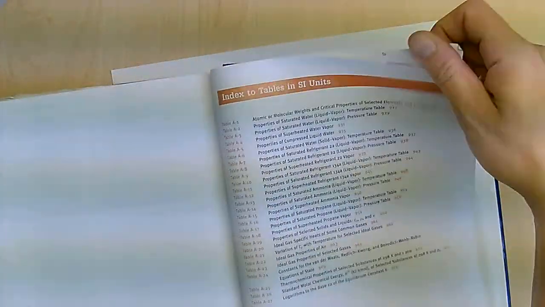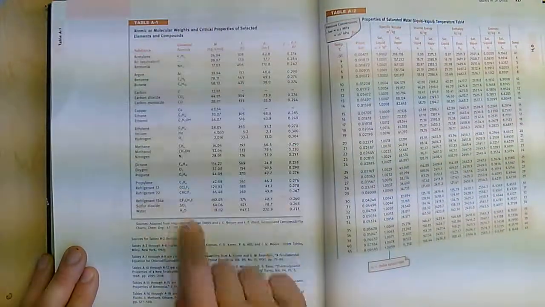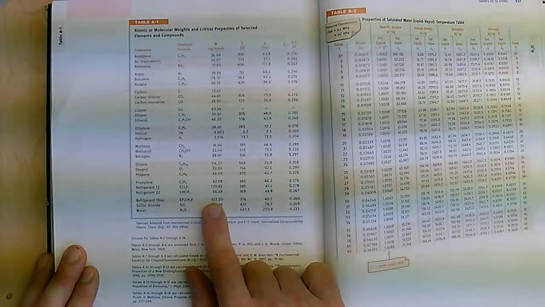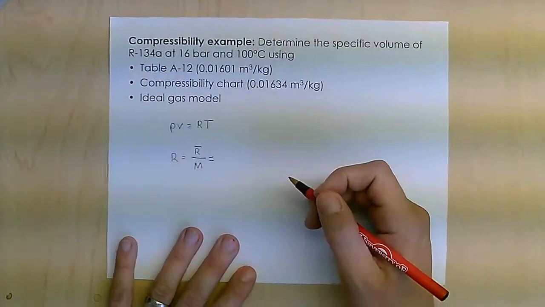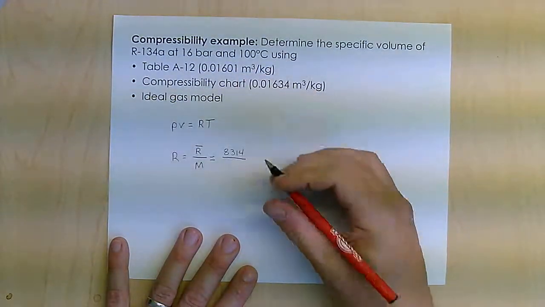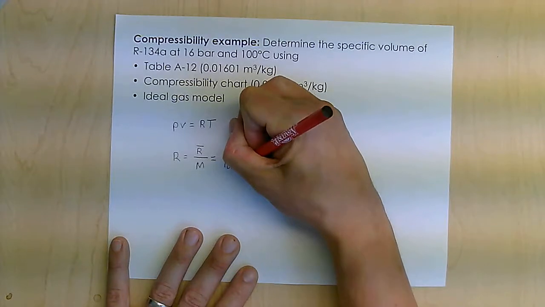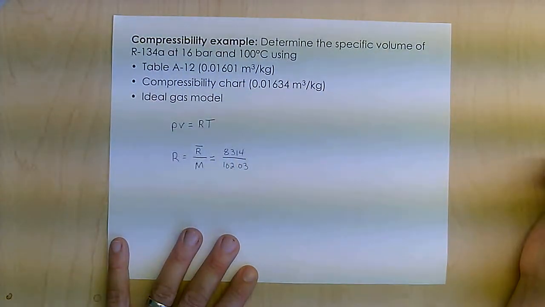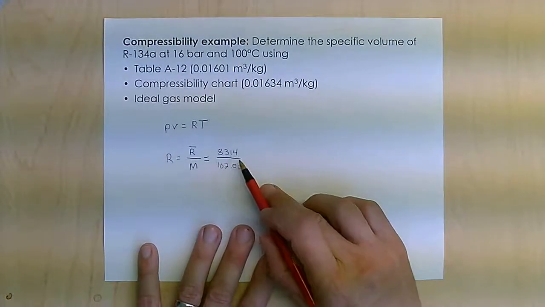Now, I've got refrigerant 134A, so I have to look up its molecular weight here in table A1, and I can see that the molecular weight is 102.03. So I take that 8314, which is universal, divided by the molecular weight, which is 102.03, like so.